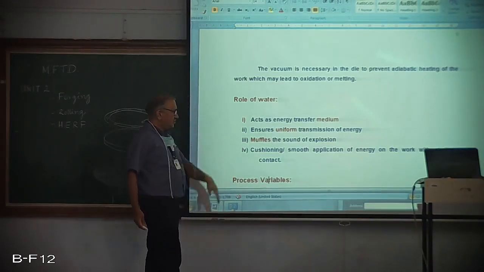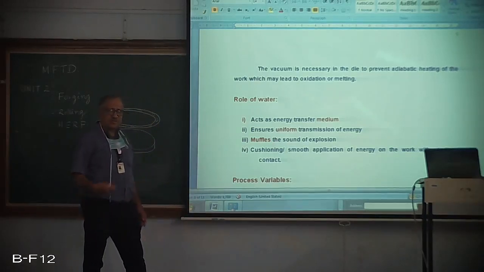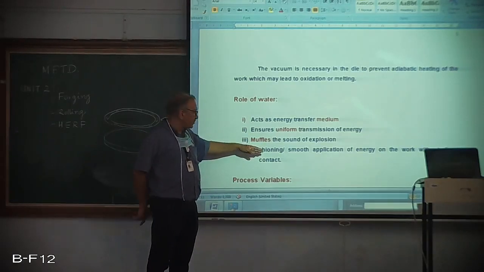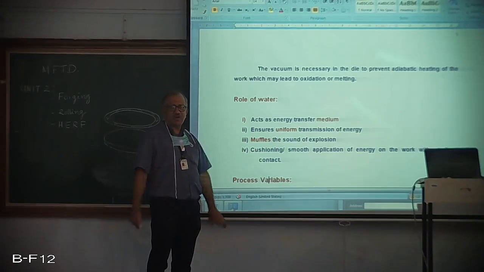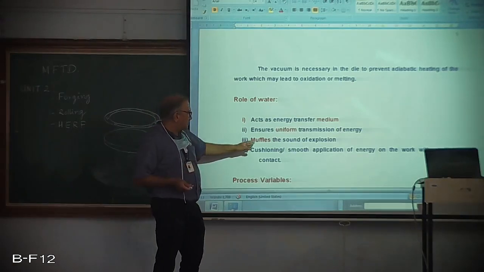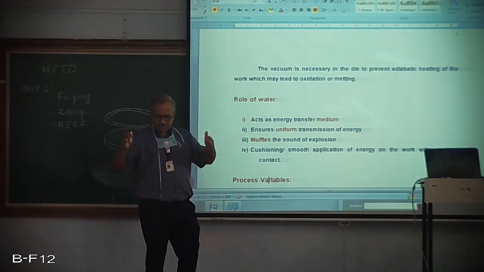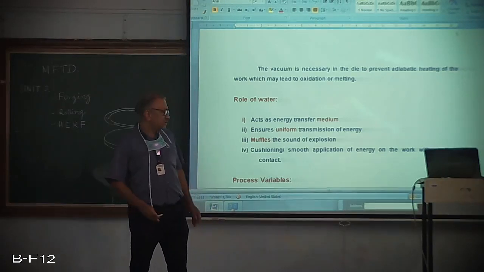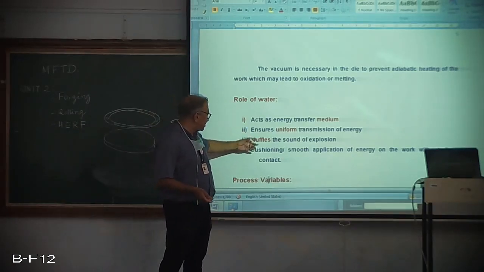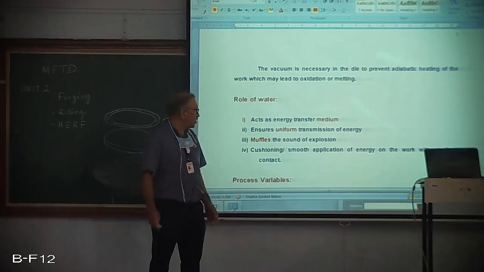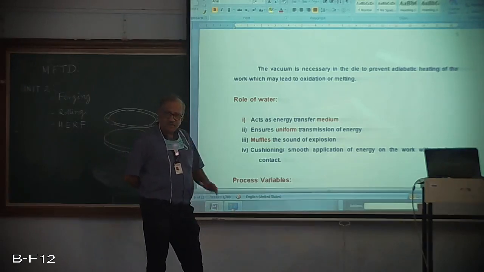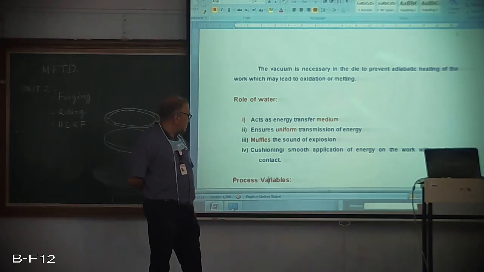And another problem along with explosions is a large amount of sound, high intensity sound, which may cause a lot of environmental pollution or disturbance through sound pollution. So there is a requirement of reducing the sound, which is muffling. So water has the role of muffling or reducing the sound. So it helps in uniform transmission of the energy of the shock or the explosion.